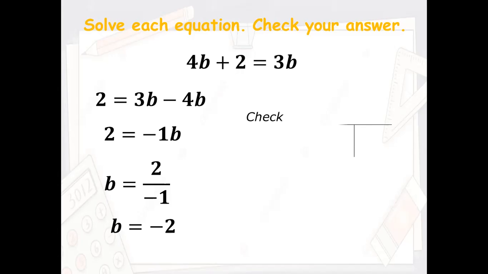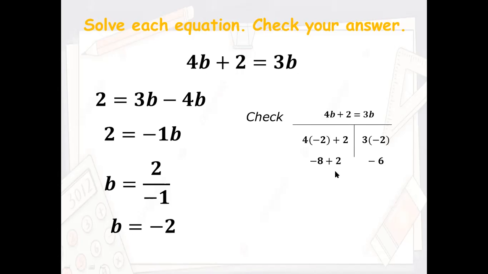Now let's check the answer. It's going to be 4 multiplied by negative 2, because wherever there is b, you need to replace b with negative 2. So 4 multiplied by negative 2 plus 2, and 3 multiplied by negative 2. So 4 multiplied by negative 2 will give you a negative 8 plus 2, and then 3 multiplied by negative 2 will give you a negative 6.